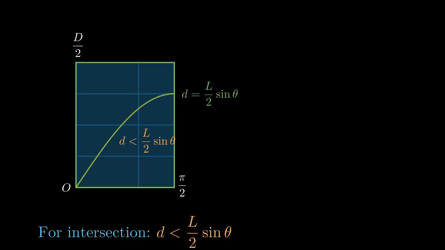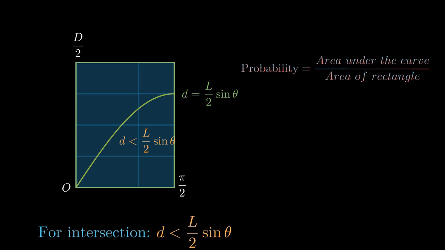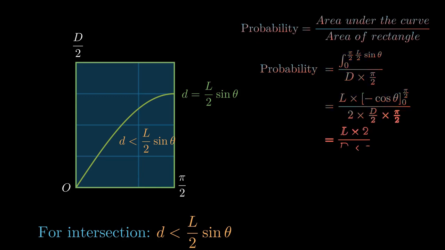Then the probability that the needle falls exactly crossing the line can be represented by a fraction that is equal to the area under the curve divided by the area of the rectangle. With a little bit of algebraic manipulation, we can easily see that the probability we need is equal to 2L divided by pi D. If L equals D, our probability then reduces to 2/pi.